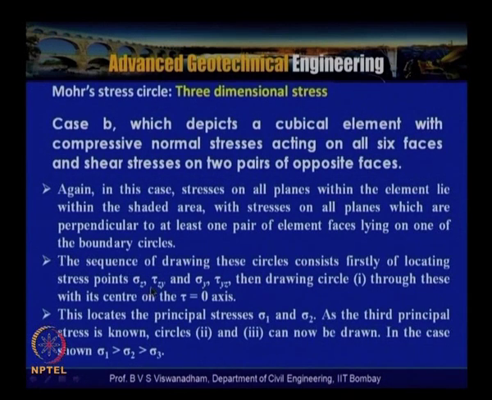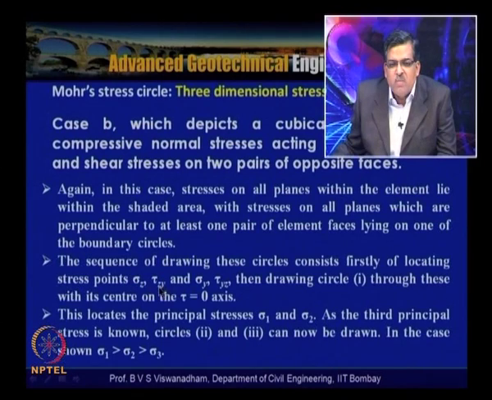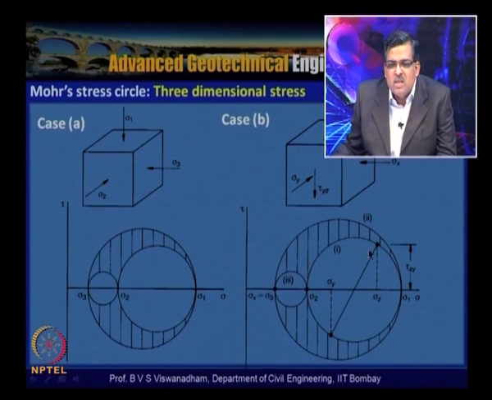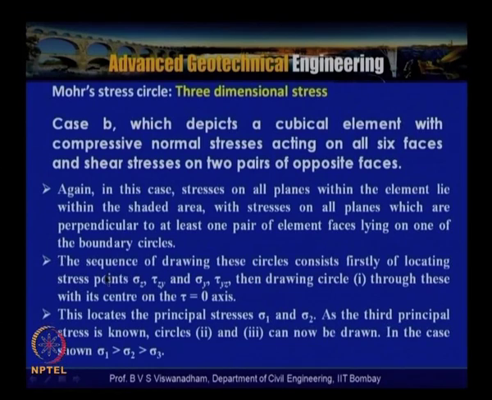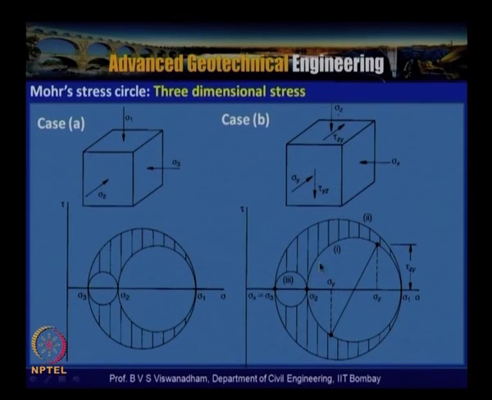That means we first have to locate these sigma z, tau zy and sigma y, tau yz, and draw circle 1. Locating these 2 points and then dropping perpendiculars here, this is the sigma z axis, measured from here, and this is sigma y. So, drawing these points, then drawing the circle through these with the center on the tau 0 axis. So, this is the first Mohr circle which is drawn.